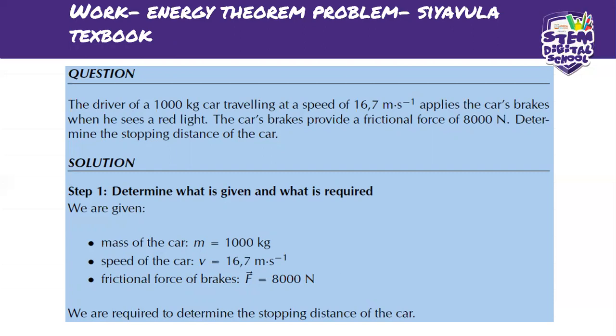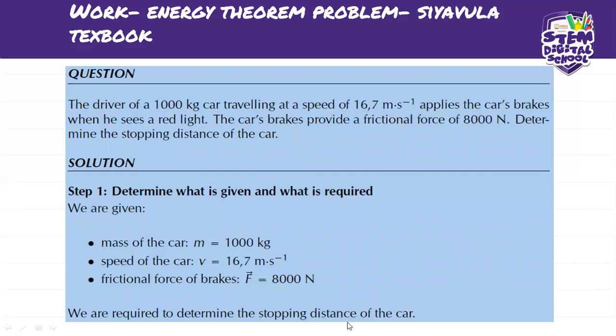It says the driver of a 1,000 kilogram car is traveling at a speed of 16.7 meters per second (m/s⁻¹), applies the car brakes when he sees the red light. Okay, so the car's brakes provide a frictional force of 8,000 newtons. Determine the stopping distance of the car.